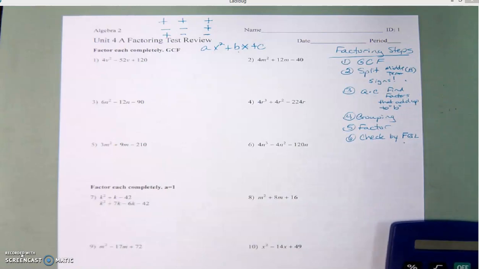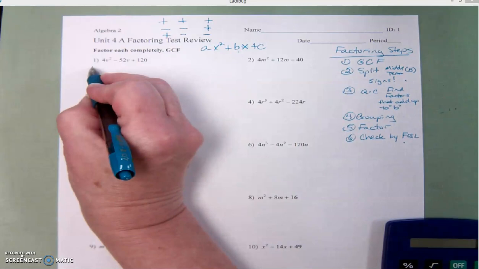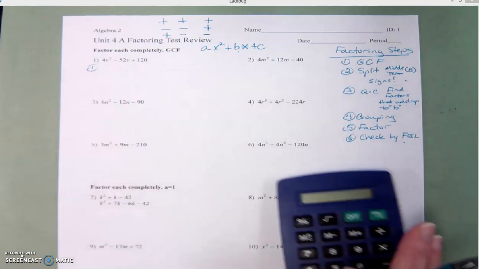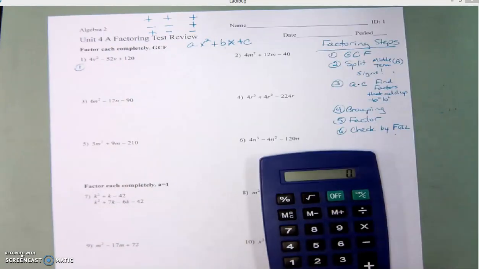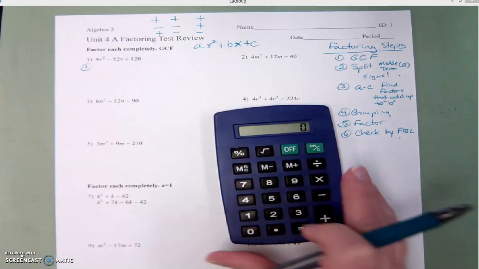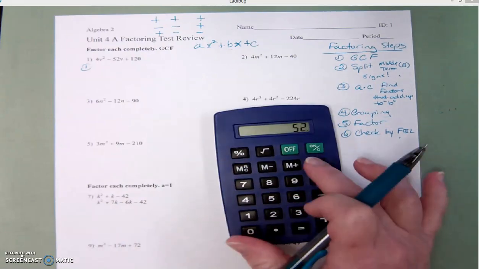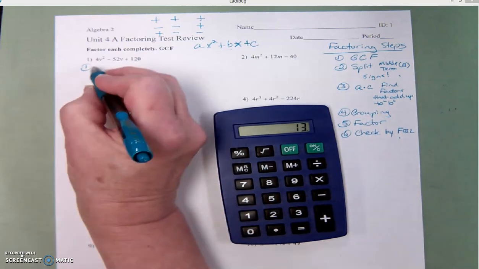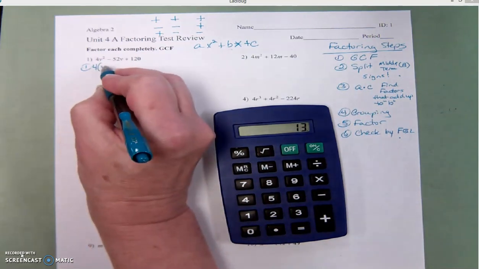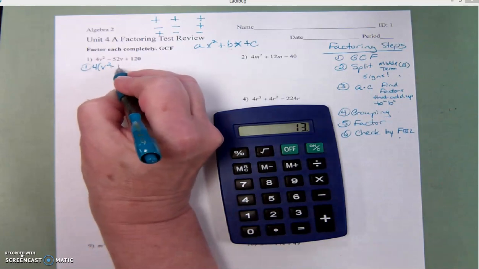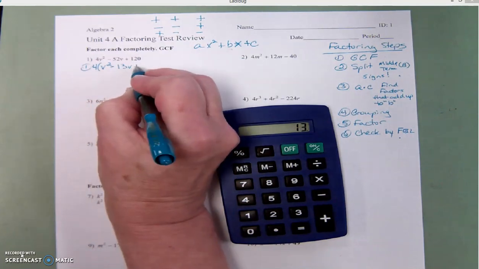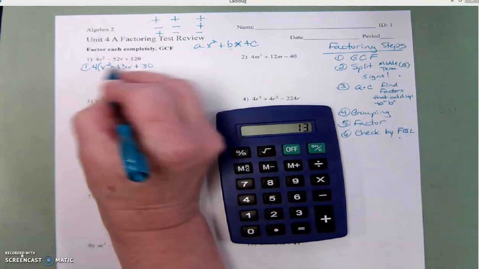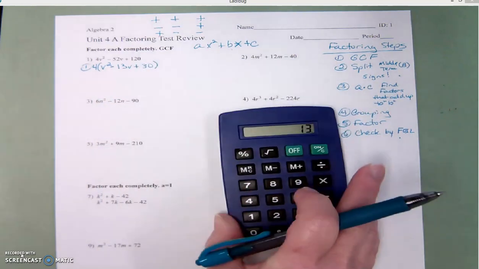So if I look at 4v squared minus 52v plus 120, my first step is my GCF. I think they're all divisible by 4. We can look at it and check, and say 52 is the only one I'm not really sure about. 52 divided by 4, yes, it's 13. So if I take a 4 out, I'm going to be left with v squared minus 13v plus 30, because 30 times 4 is 120.